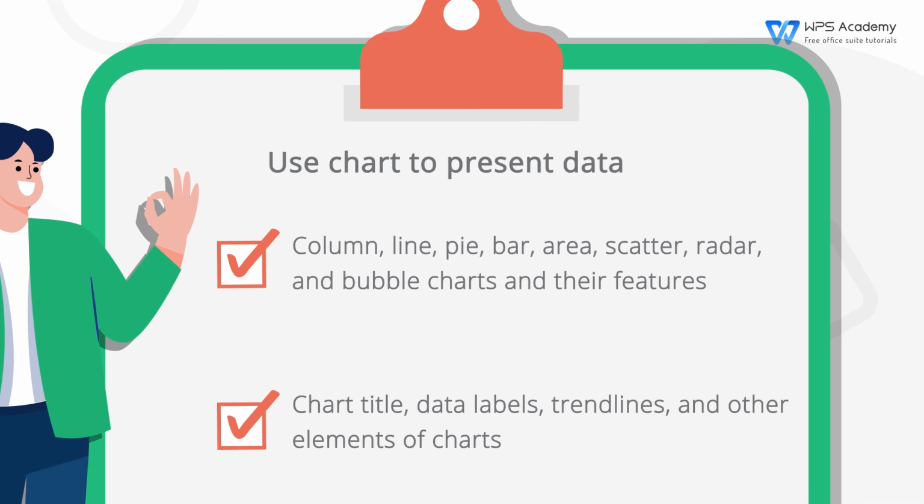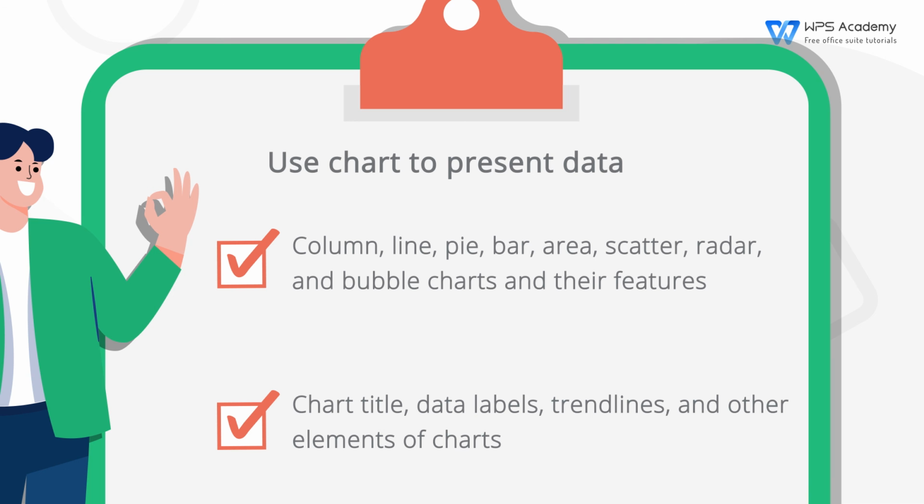Today's lesson shared several chart types, such as column, line, pie, bar, area, scatter, radar, and bubble chart. Each chart has its own features and imperfections. We should pick the chart that best fits the topic. Many different elements make up a chart, such as a chart title, data labels, trend lines, and so on. We should pick elements appropriately, concisely, and clearly.